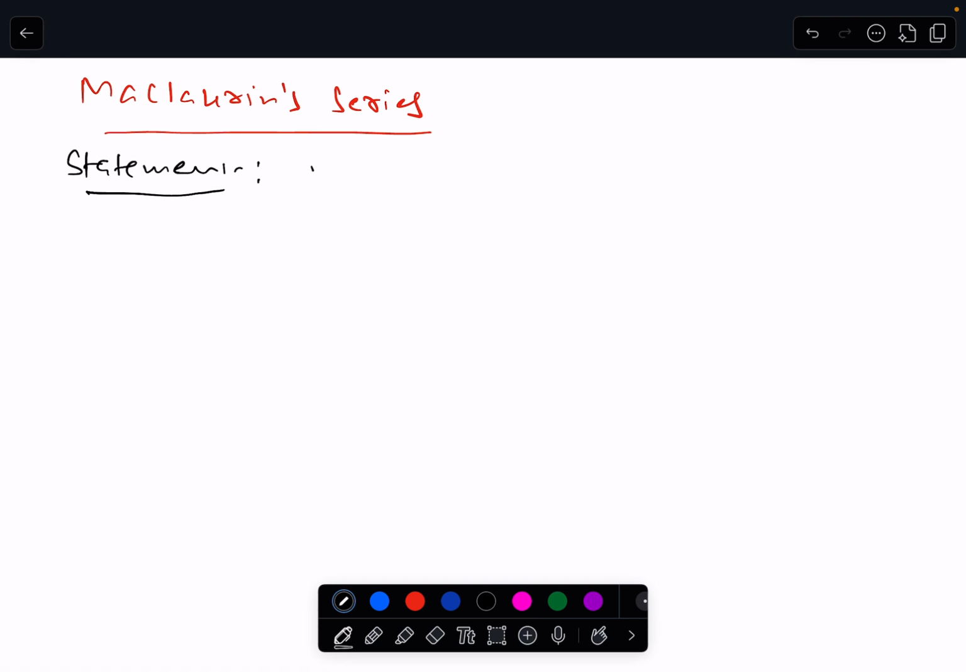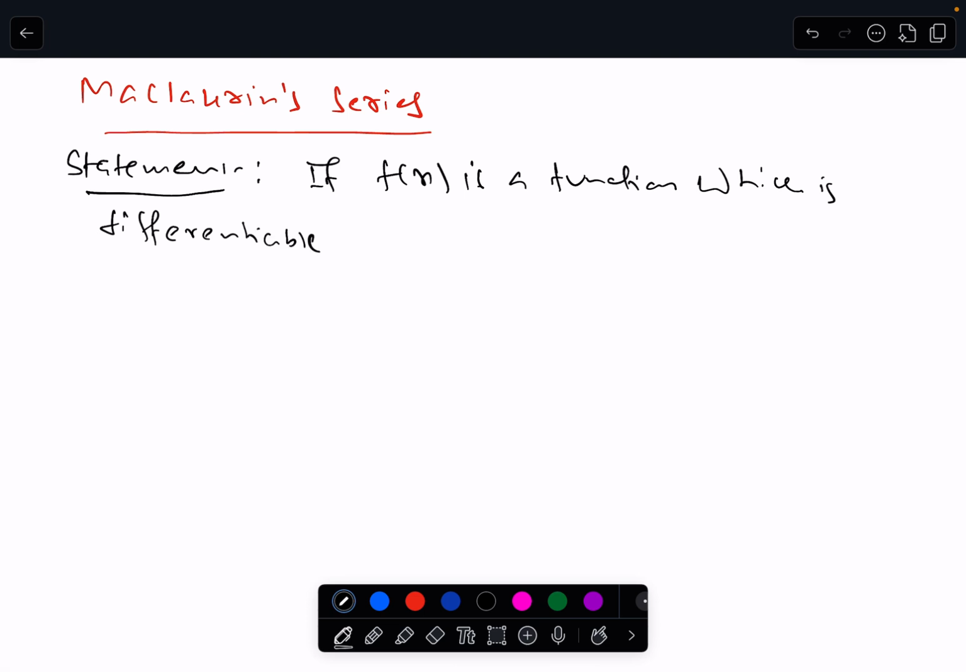So if f(x) is a function which is differentiable, in fact it should be differentiable any number of times, then it can be expanded in ascending powers of x, and that is called the Maclaurin series.